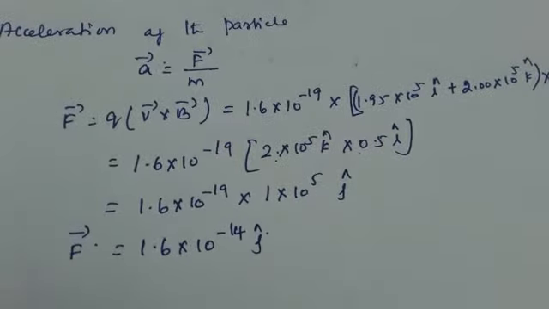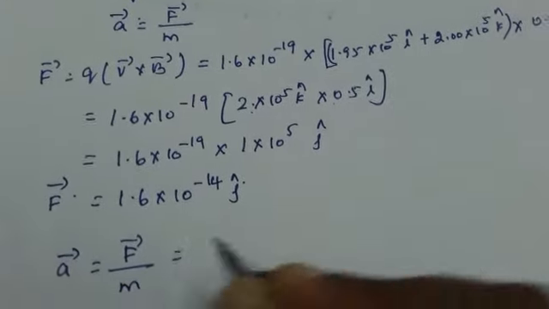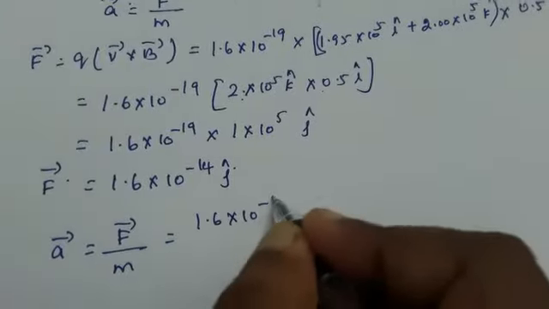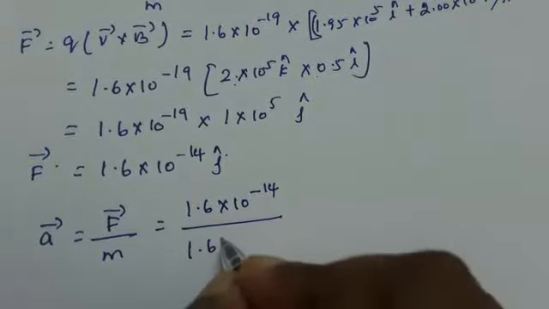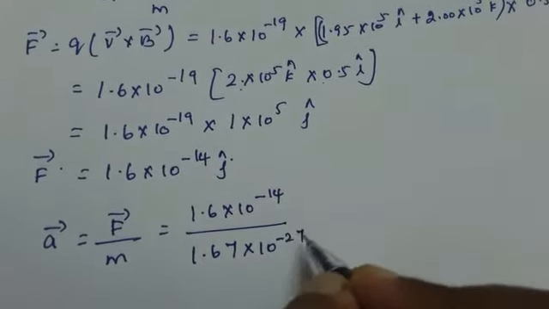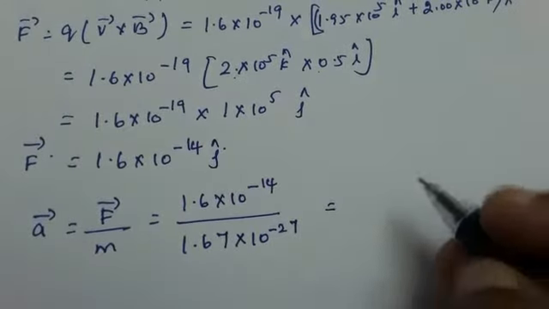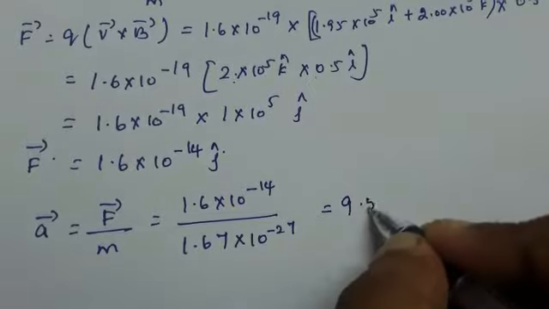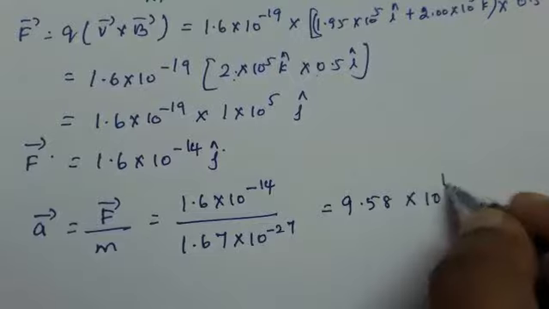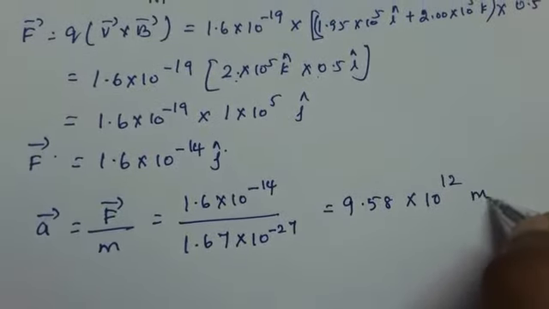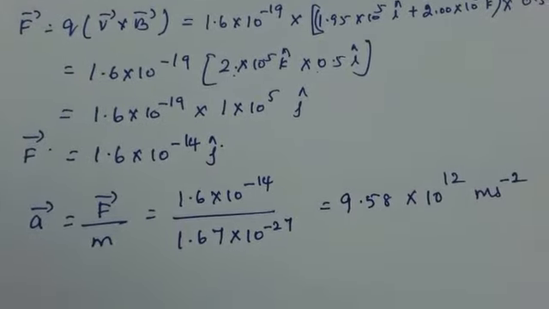Now we have to find out the acceleration. Acceleration is equal to force by mass. The force is 1.6 × 10^-14 divided by the mass of the proton, that is 1.67 × 10^-27. If you divide 1.6 by 1.67, you will get 9.58 × 10^(-14+27), that is 10^12. So the value of acceleration is 9.58 × 10^12 meter per second squared.